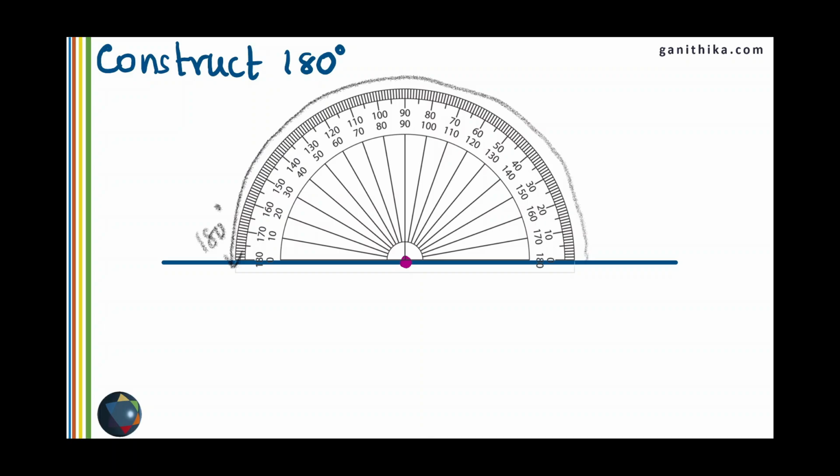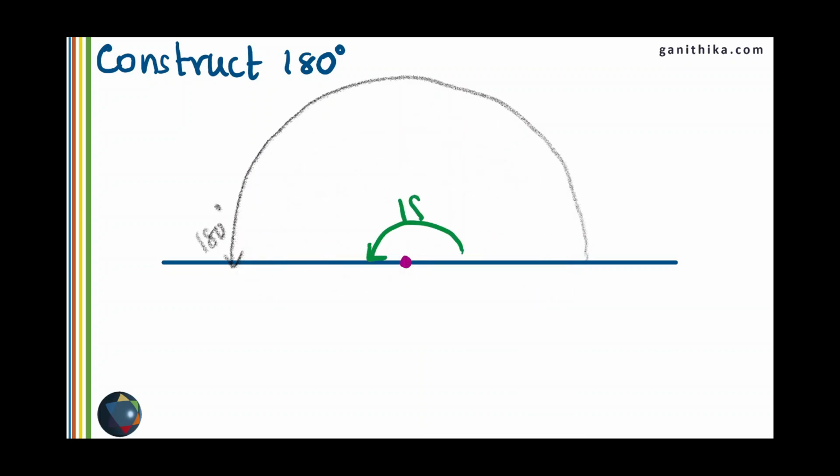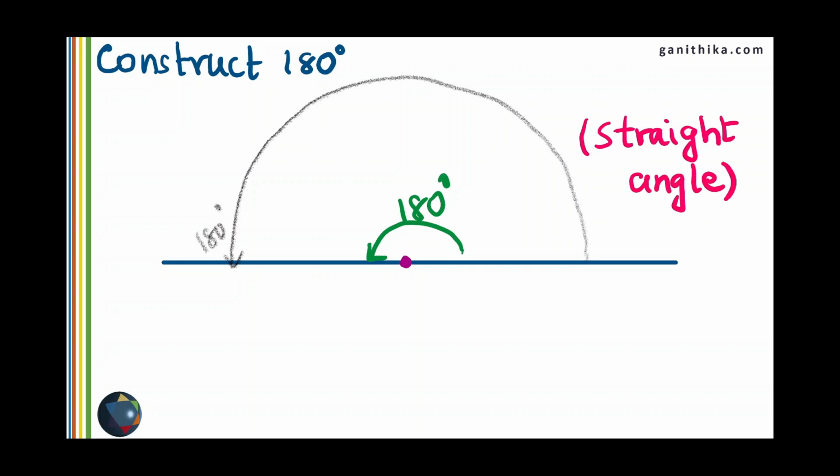So as I said in the beginning, a protractor can measure up to 180 degrees. Therefore, from 0 all the way to 180 degrees, we have a straight angle. So this is 180 degrees, which means a straight angle measures 180 degrees.